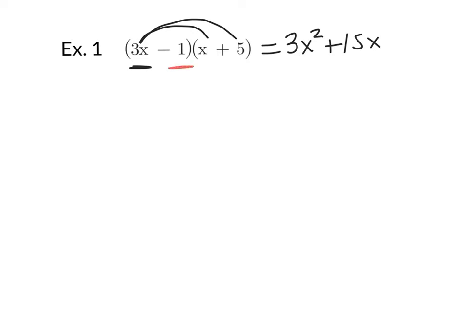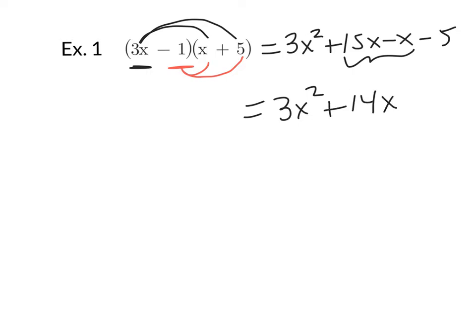So I'm going to take that negative 1 times x, which would give me negative x, and then we're going to take negative 1 times positive 5, which gives us negative 5. Now at this point, these two like terms need to be combined, and we'll do that to get our final answer of 3x squared, and then 15x minus x would be plus 14x, and then minus 5.